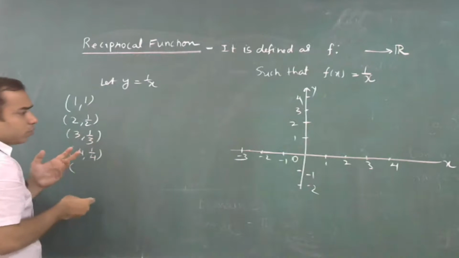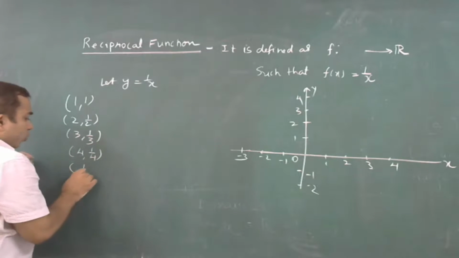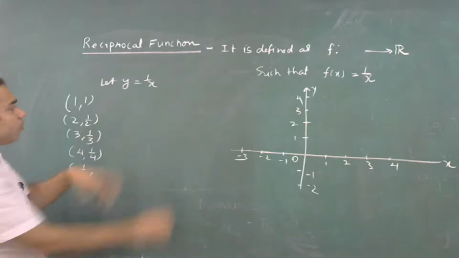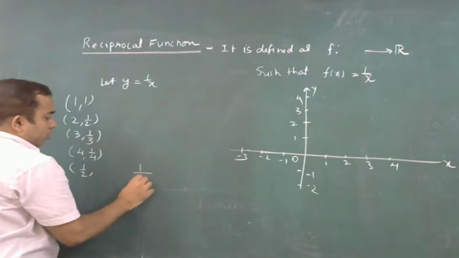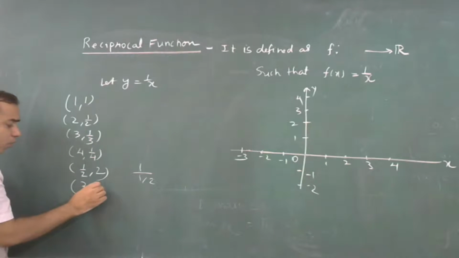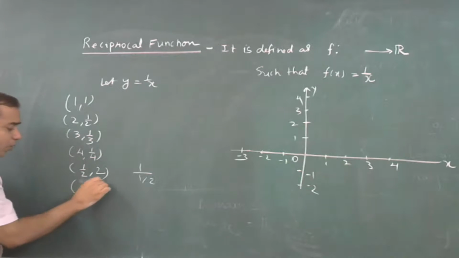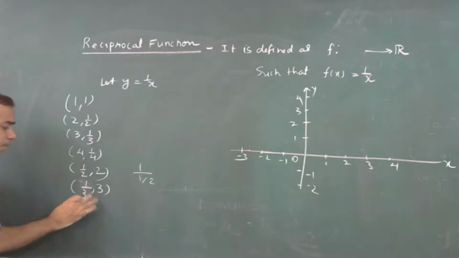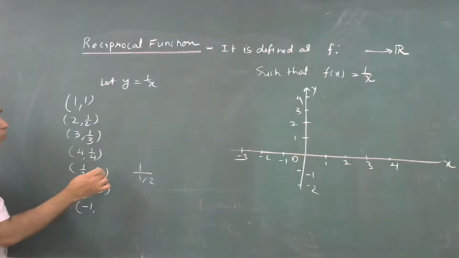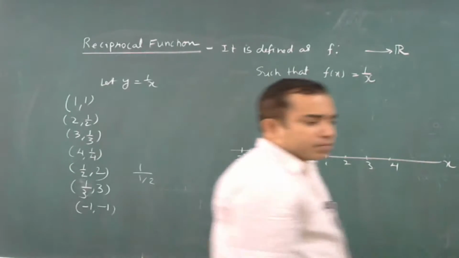Let's take some more. Let's take some between 0 and 1. If x is 1 by 2, y will be 1 upon 1 by 2, that is 2. If x is 1 by 3, y will be 1 upon 1 by 3. Means if x is 1 by 3, y will be 3. Okay, let me take negatives. For -1, y will be 1 upon -1, that is -1. Okay, this much is enough. Let's plot them.